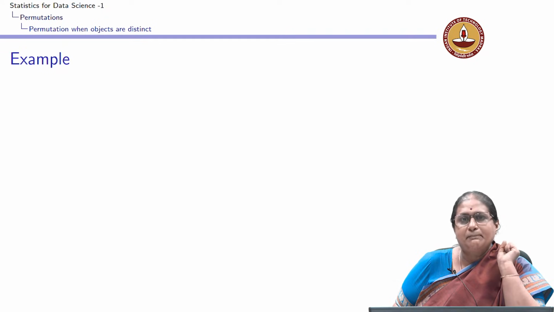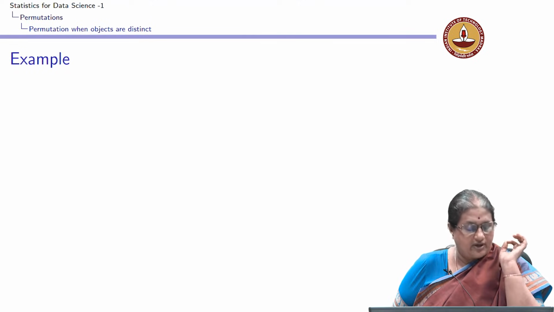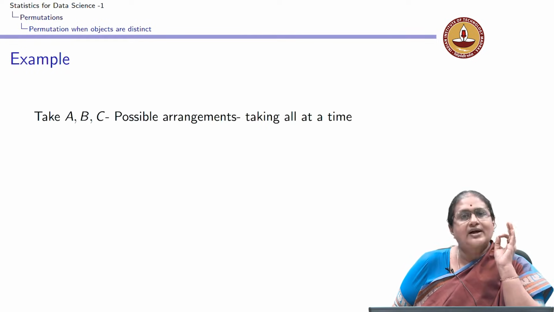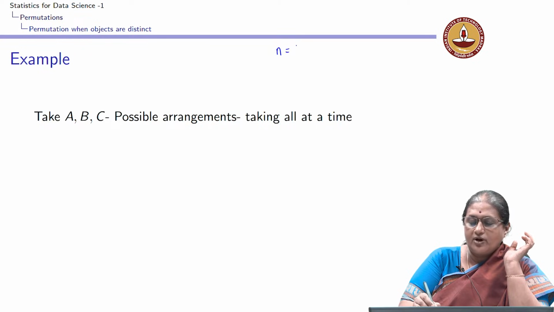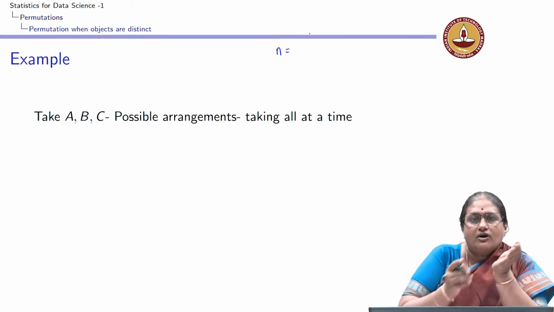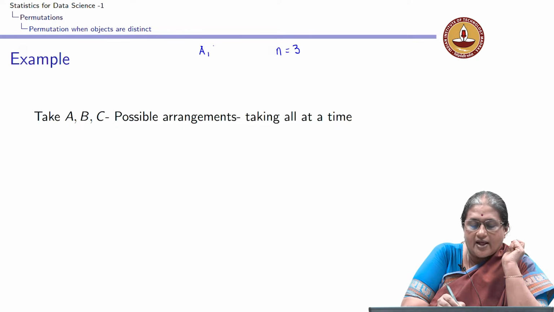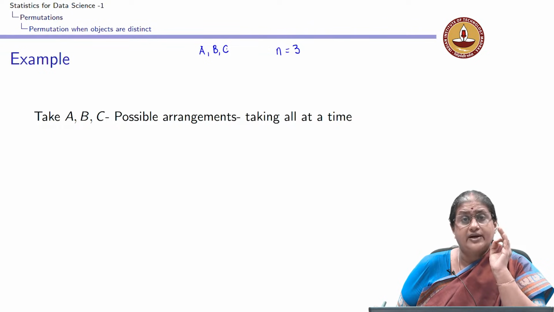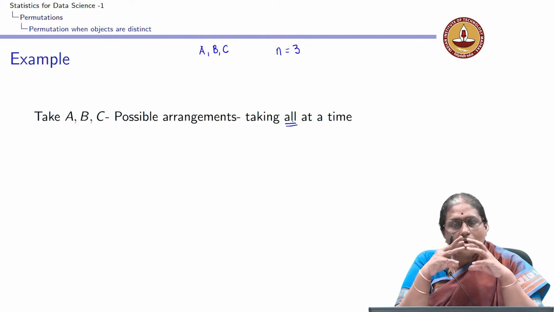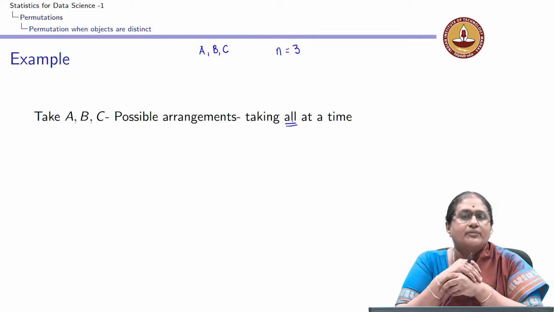So, what is a permutation? Let us start with a very simple example where we will extend what we learnt about the fundamental principle of counting. Let us look at A, B and C. When we look at A, B and C, the number of objects, n, equal to 3, because I have an A, a B and a C. Now, let us look at all possible arrangements taking all at a time. In a sense, I want to see what are all the possible arrangements of this A, B and C when I take all of them at a time.